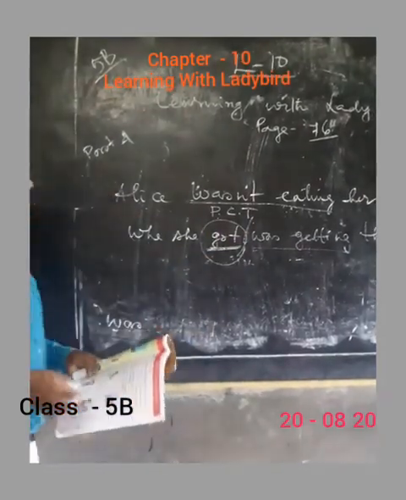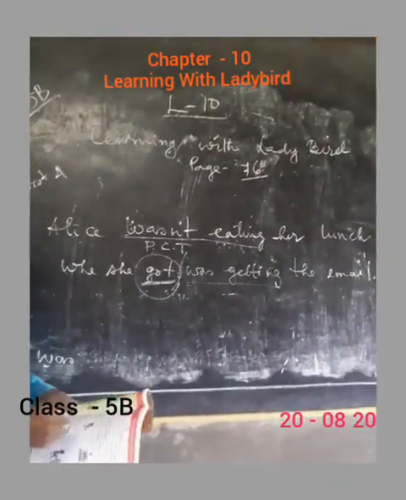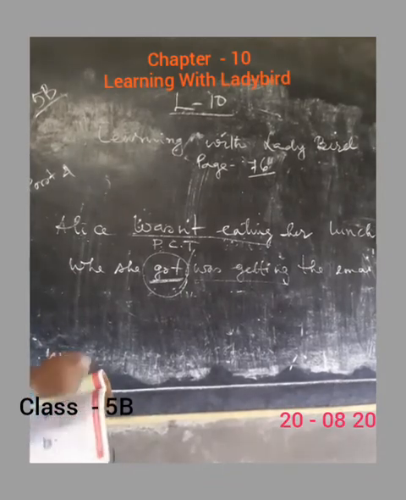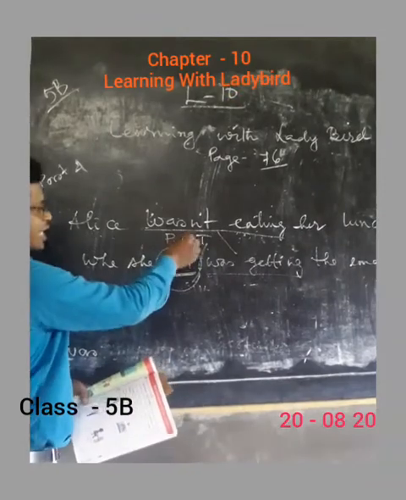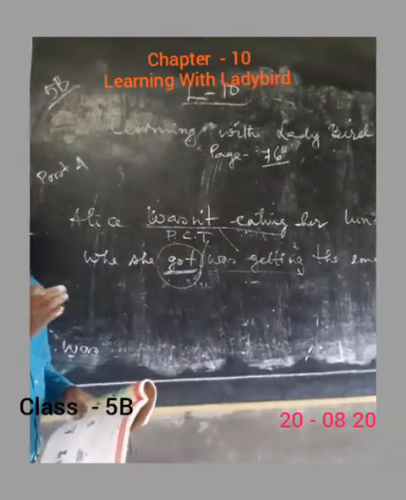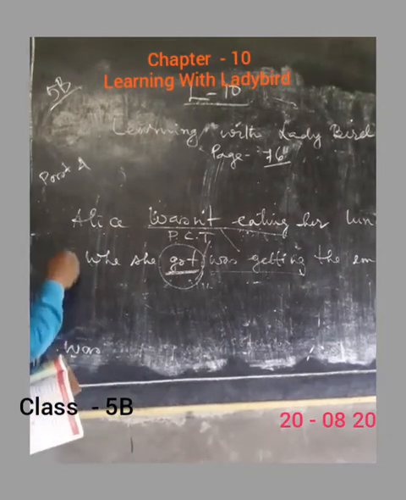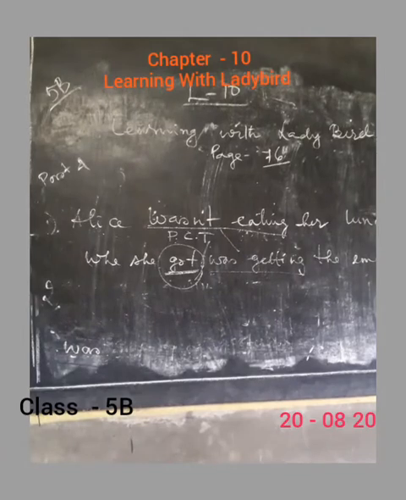Now let us read whether what I have done is correct or not. Alice wasn't eating her lunch when she got the email. So make sure that twice you cannot use past continuous tense. One has to be in the past continuous, the other has to be in the past tense. So this is how you can avoid making mistakes. Let us move on to the next one.